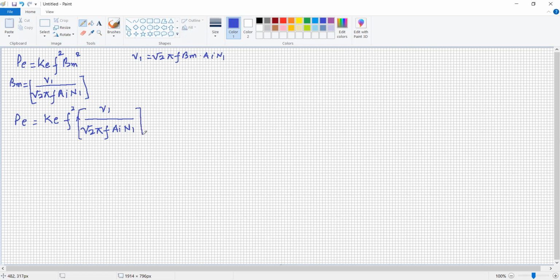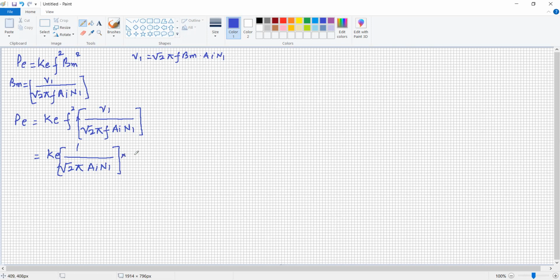This is the value. Now, if you separate out the terms, Ke times 1 upon root 2 pi, A_i into N1. The reason to separate out this term is that root 2 pi is a numerical value. Net iron area and number of turns remain constant once you design the transformer. These depend upon the physical dimension and the numerical value, so that value is constant.